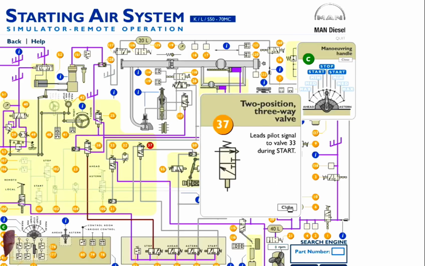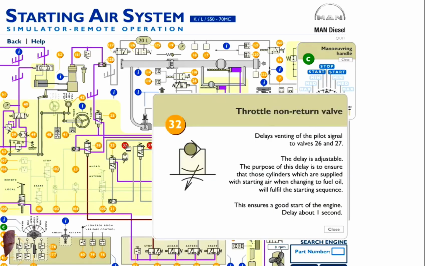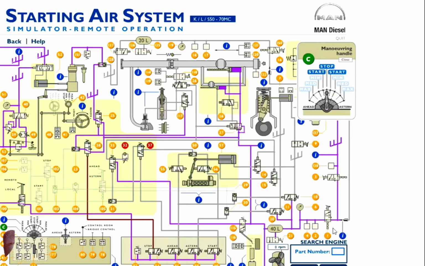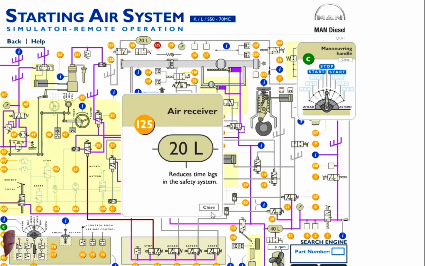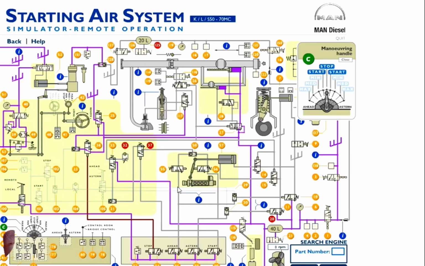Okay, and also you can see the description here, throttle non-return valve ensures a good start of engine. Okay, delayed about 1 second. It's very quick, that system, because also this system have some small air receivers, 20 and 40 liters, as you know, which is below the second platform, that reduces the time lags in the maneuvering system. Okay, that's why this system, it's very quick, also through the pressure, also through the capacity. Always this system is full and it's ready to operate.